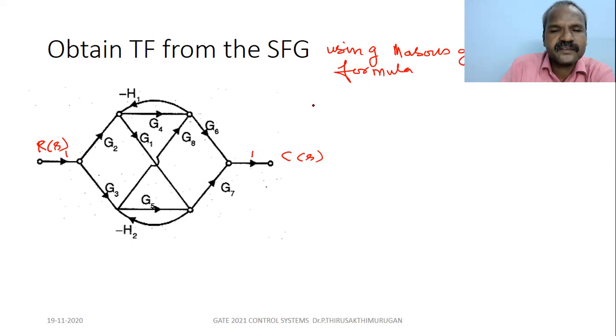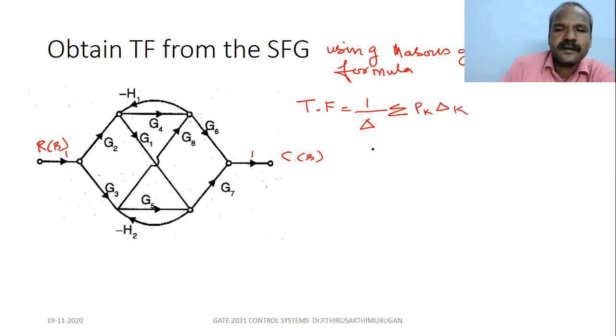So what does it suggest? The transfer function equals 1 by delta, sigma Pk delta k, where delta has some formula. We already discussed the brief formula for delta, and Pk is the forward path gain, delta k is also nothing but delta except the forward path which is not touching. So first let us find a solution.